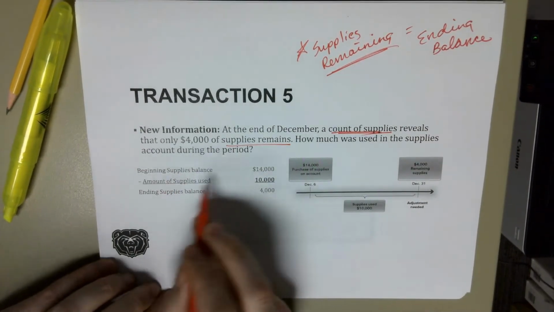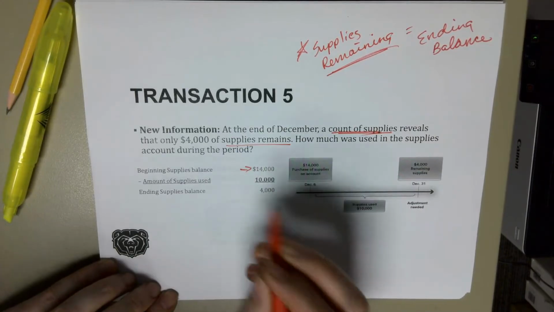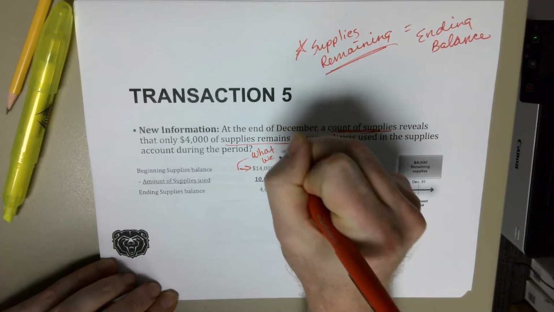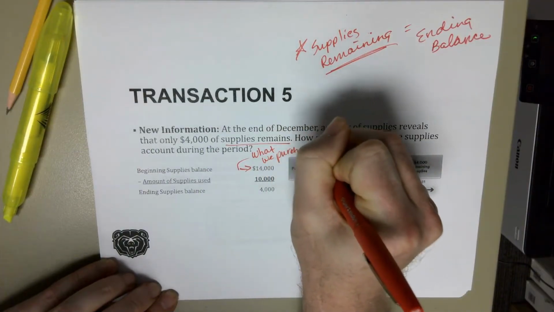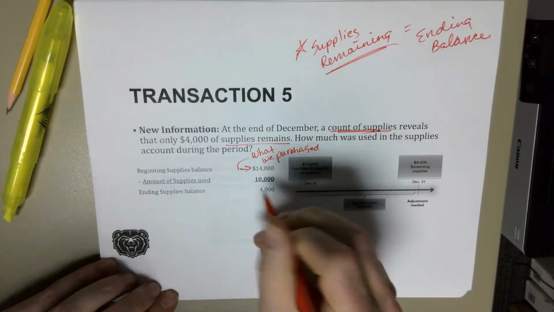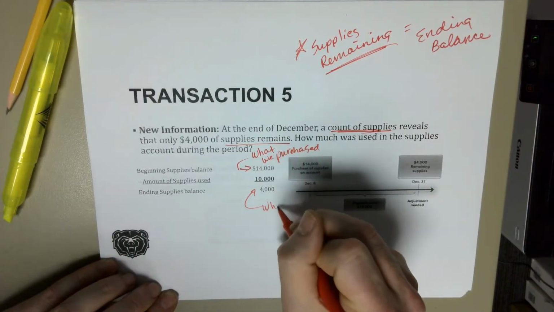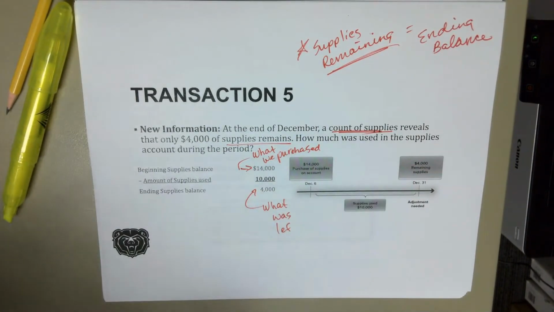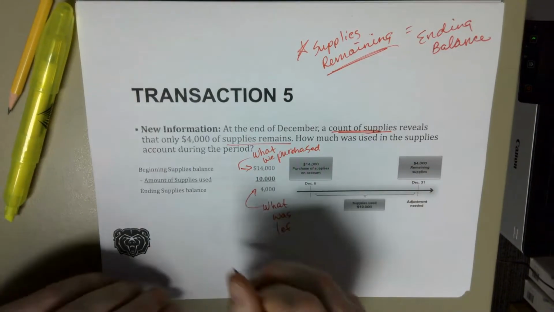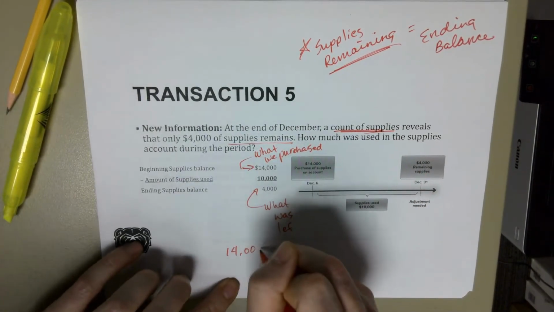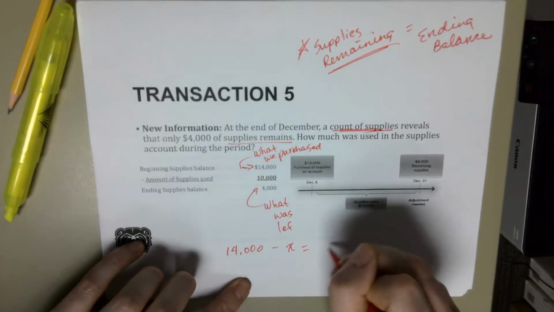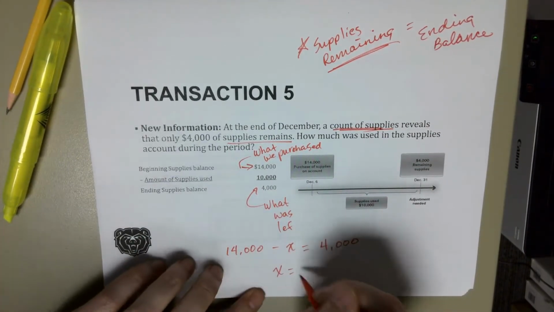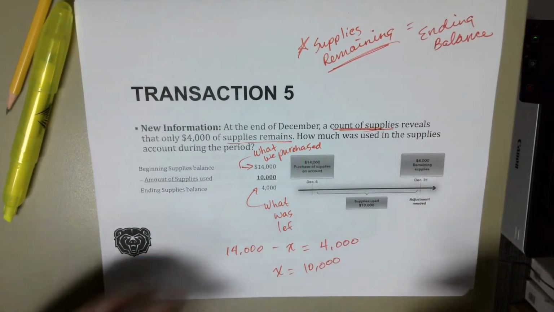So we're going to start with our beginning supplies balance, that $14,000. That's what we purchased on December 1st, right? That was what we purchased. Then we're going to go with our ending balance, right? What was left. And we're going to solve that equation. So we're going to say $14,000 minus x equals 4,000. And you just solve that and you get x equals 10,000, right?